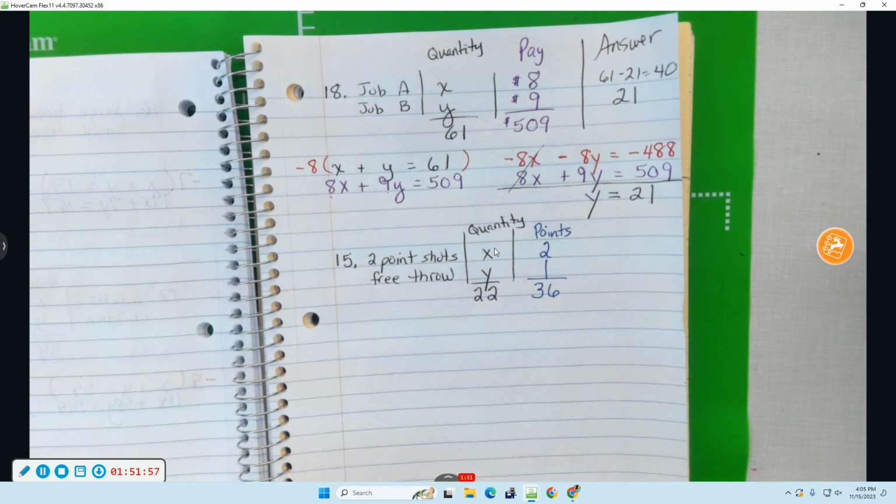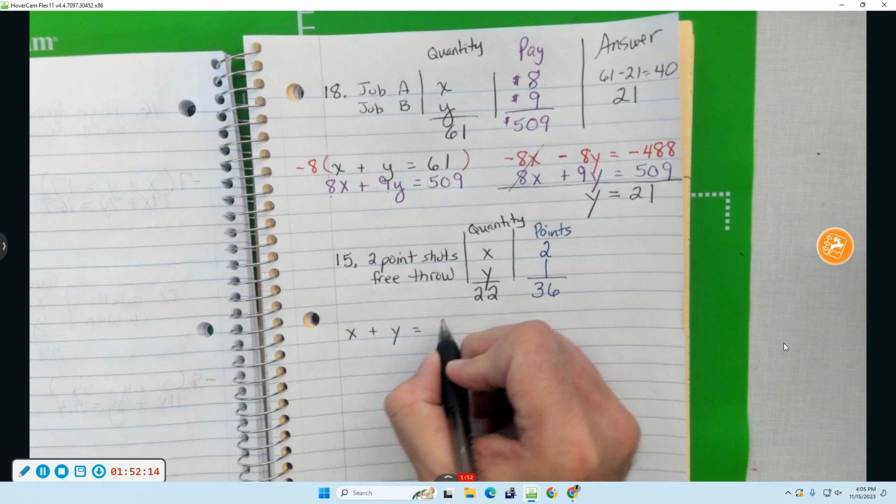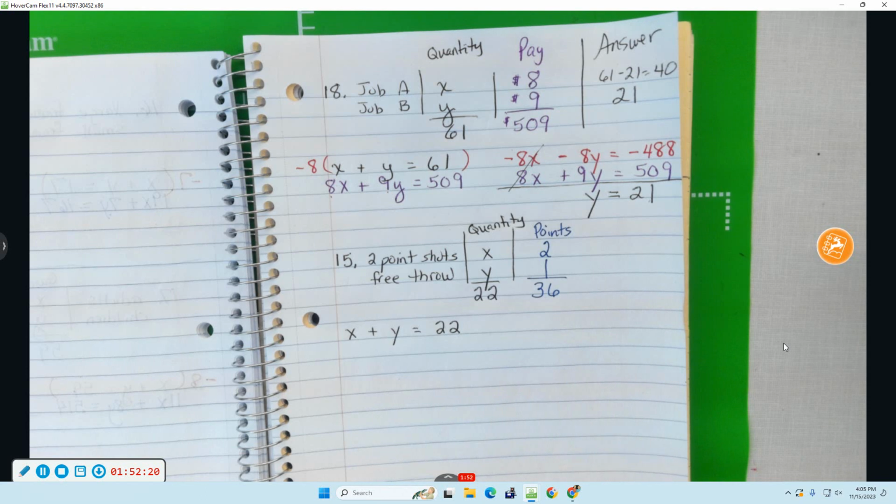x 2-point shots plus y free throws. So the ball went in the basket 22 times. That's what we're looking at. The total quantity was 22 shots. The total points he got was 36. Now for that second equation, x plus y is 22. For the second equation, you apply the same idea. It's the number per item times the number of items. Up here I was saying the cost per item times the number of items, but it's the number of points per item times the number of throws.